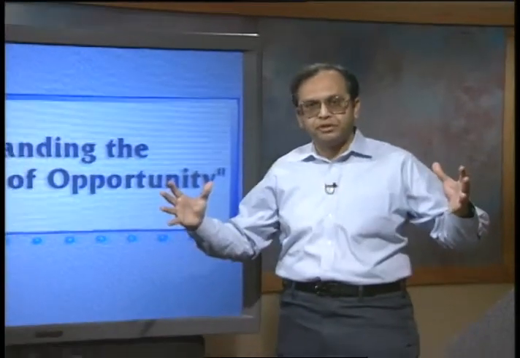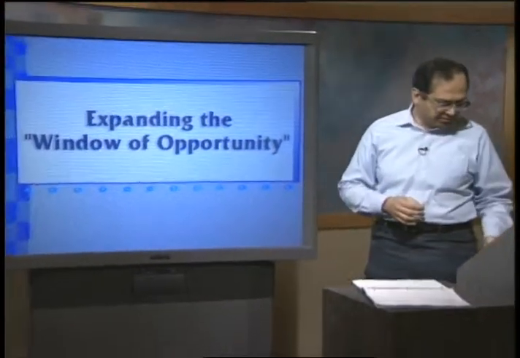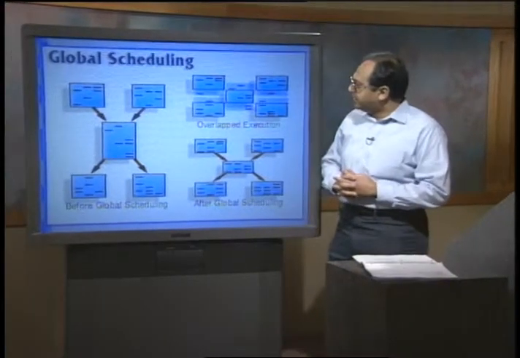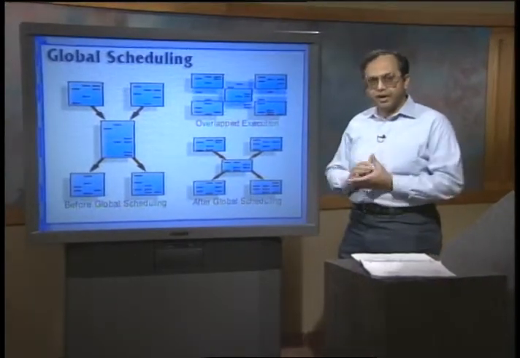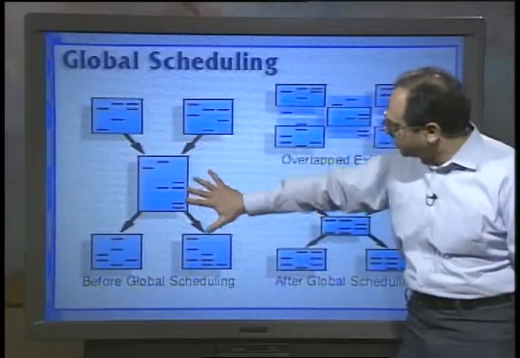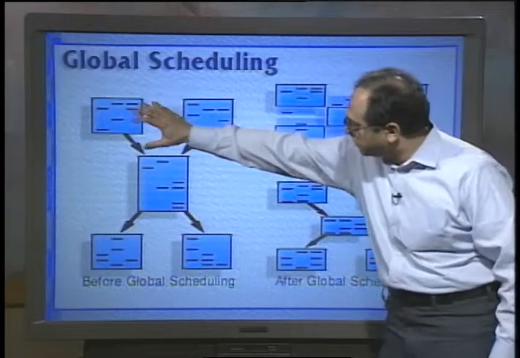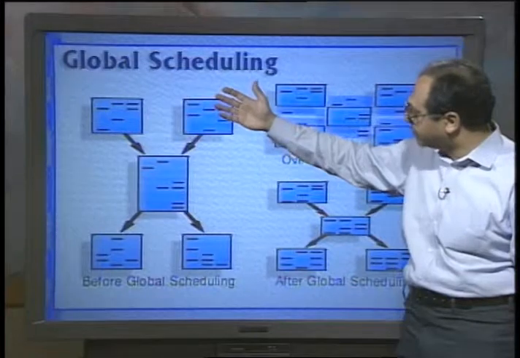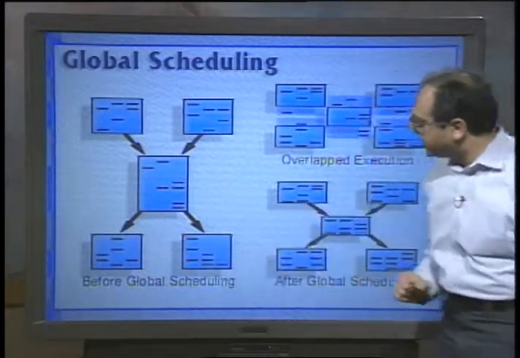Okay, so having found that local scheduling by itself is inadequate, we need to find a way of breaking out of that box and expanding the window that we look at to encompass multiple basic blocks. Now, in this slide, I want to just convey the intuitive idea of what global scheduling is trying to achieve. What we have here is a control flow graph, which consists of basic blocks, and the edges represent the way in which control flow can go from one basic block to another.